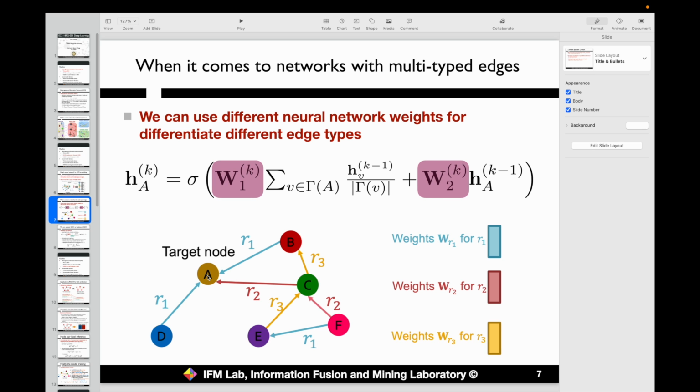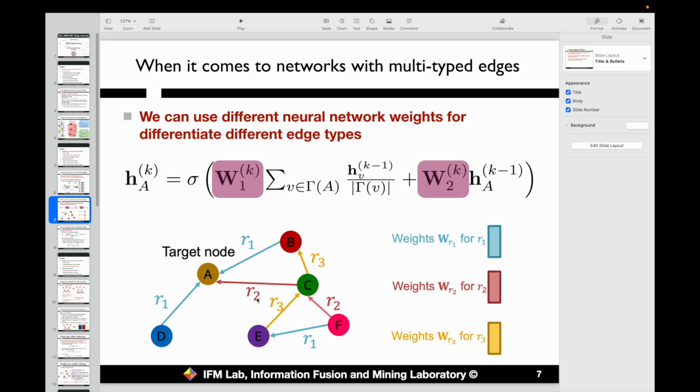Here, if we assume A as a target node, we know that connecting to A we have different categories of edges or relationships, R1 and R2, as shown here. B and D are connected to A via R1, this category of edges, and C is connected to A via R2, this category of edges, right? R1 and R2 denote the categories of links connecting the nodes.